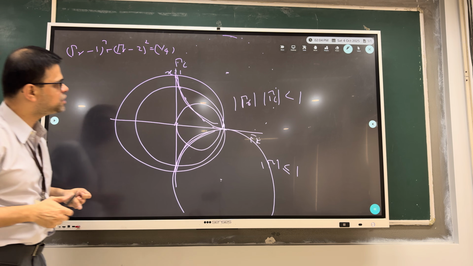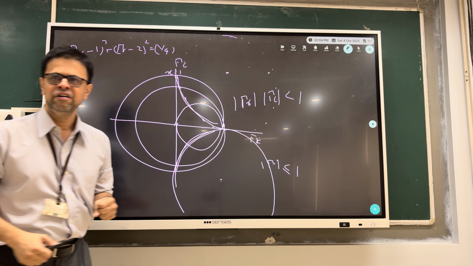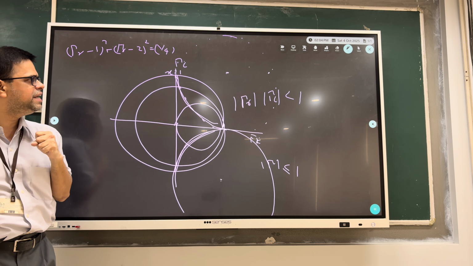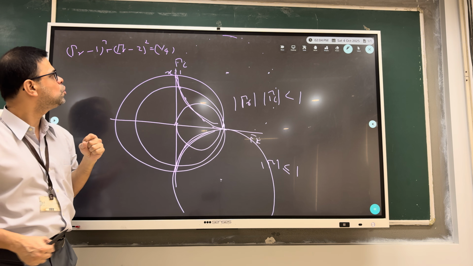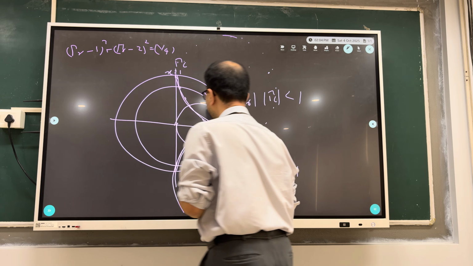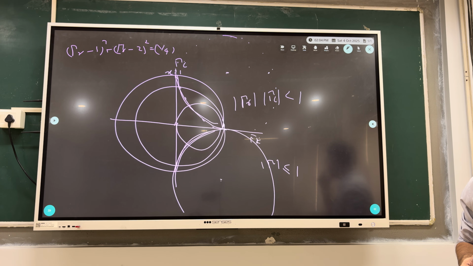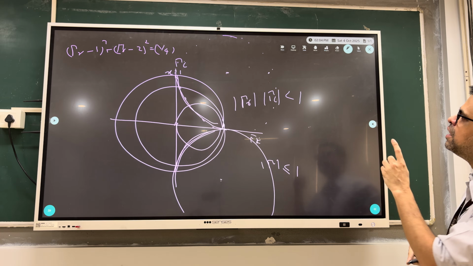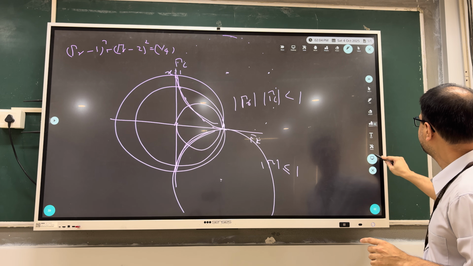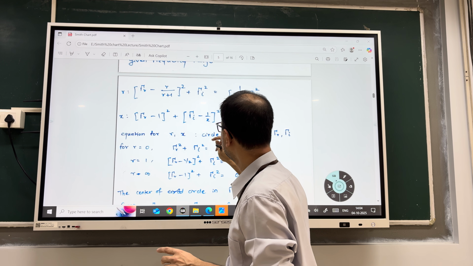So where has the center shifted now? For x is equal to 1 by 2, the center has shifted over here. And what is the radius? Accordingly, you need to draw that circle and pick up that portion of the Smith chart. So I am drawing it for x is equal to 1 by 2. We'll just cross check again.